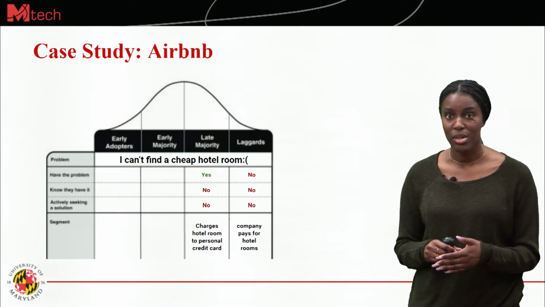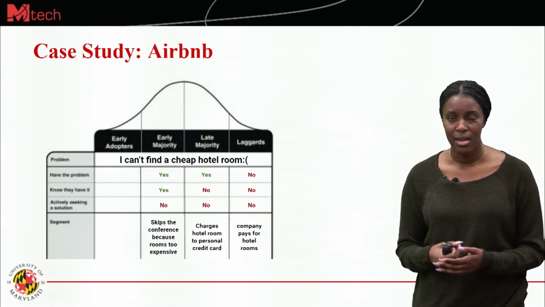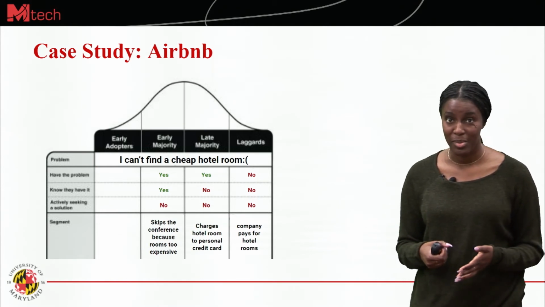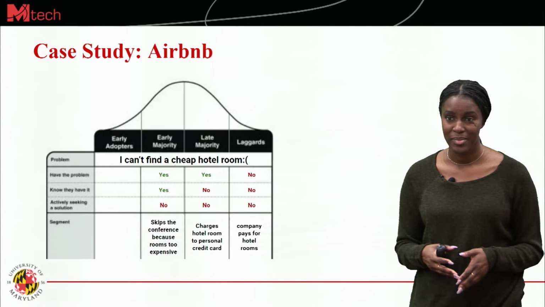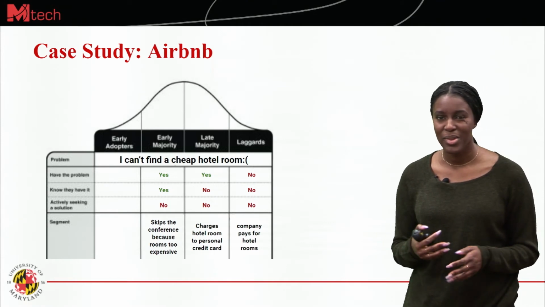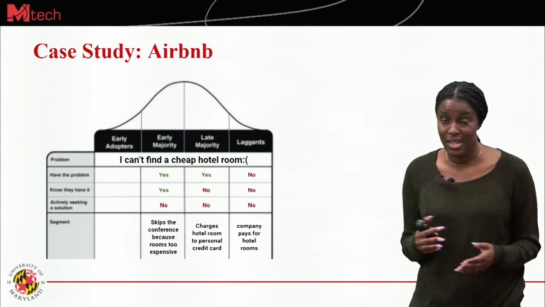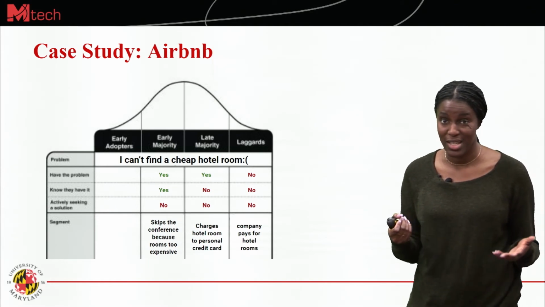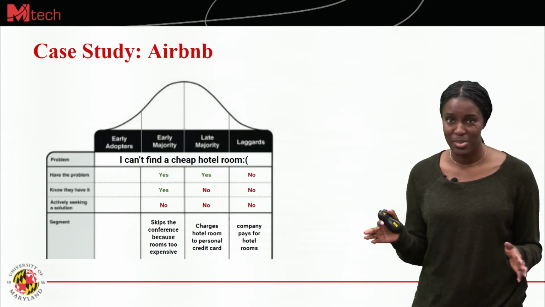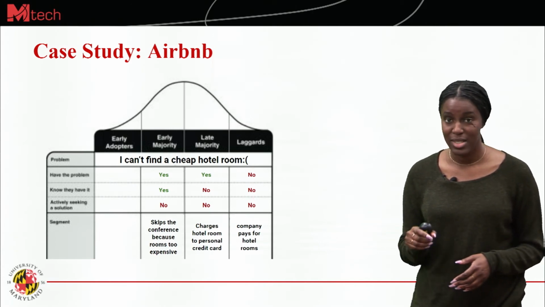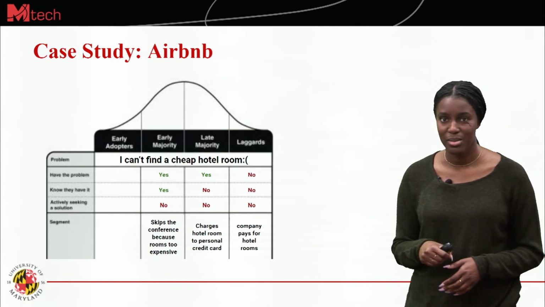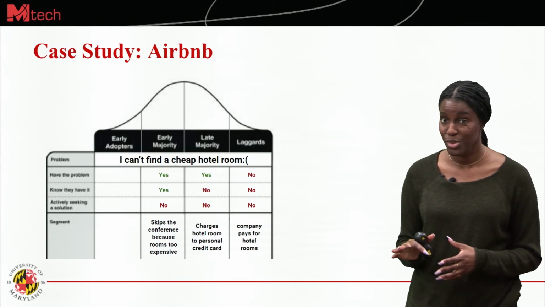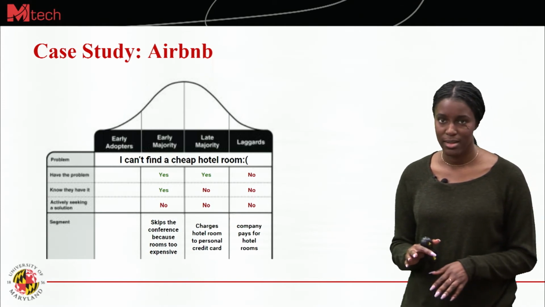So now let's look at who our early majority is. Our early majority are the people that have the problem, and they're actually aware that they have the problem, but they're not doing anything to solve it. So in this case, these are people that skip business travel altogether because they can't find cheap alternatives. They're not trying to find cheap alternatives, but they're really just giving up and saying, hey, it's too expensive, I'm not going to go. Now, these people would definitely benefit from the Airbnb solution, but because they're not actively trying to solve the problem for themselves and they're happy doing what they're doing now, we don't want to focus on them.